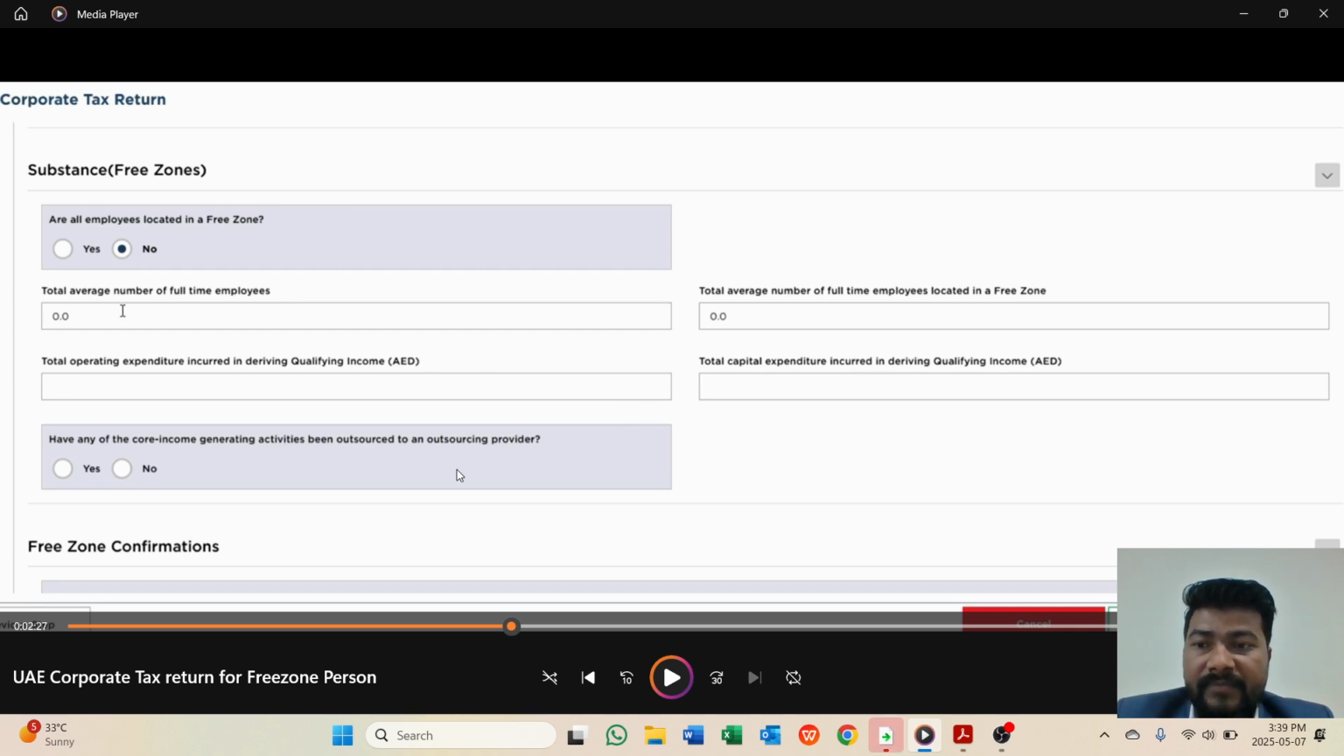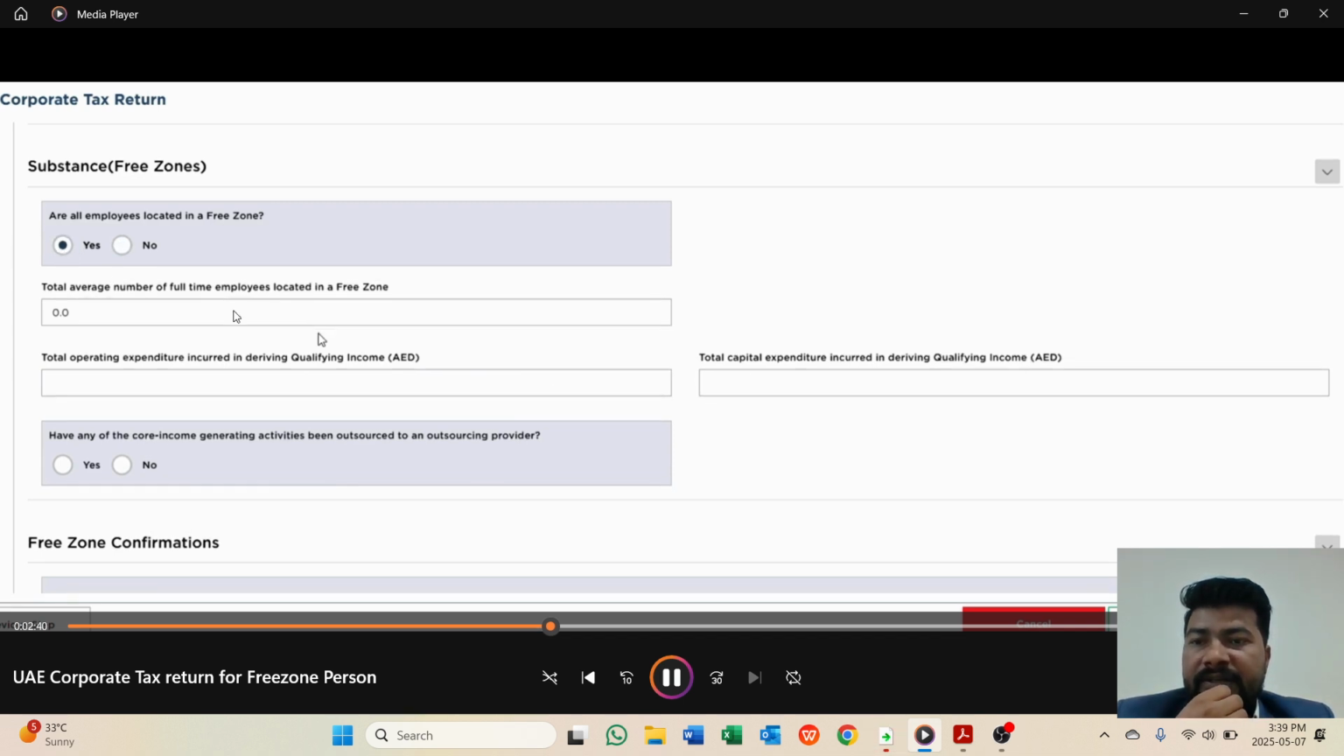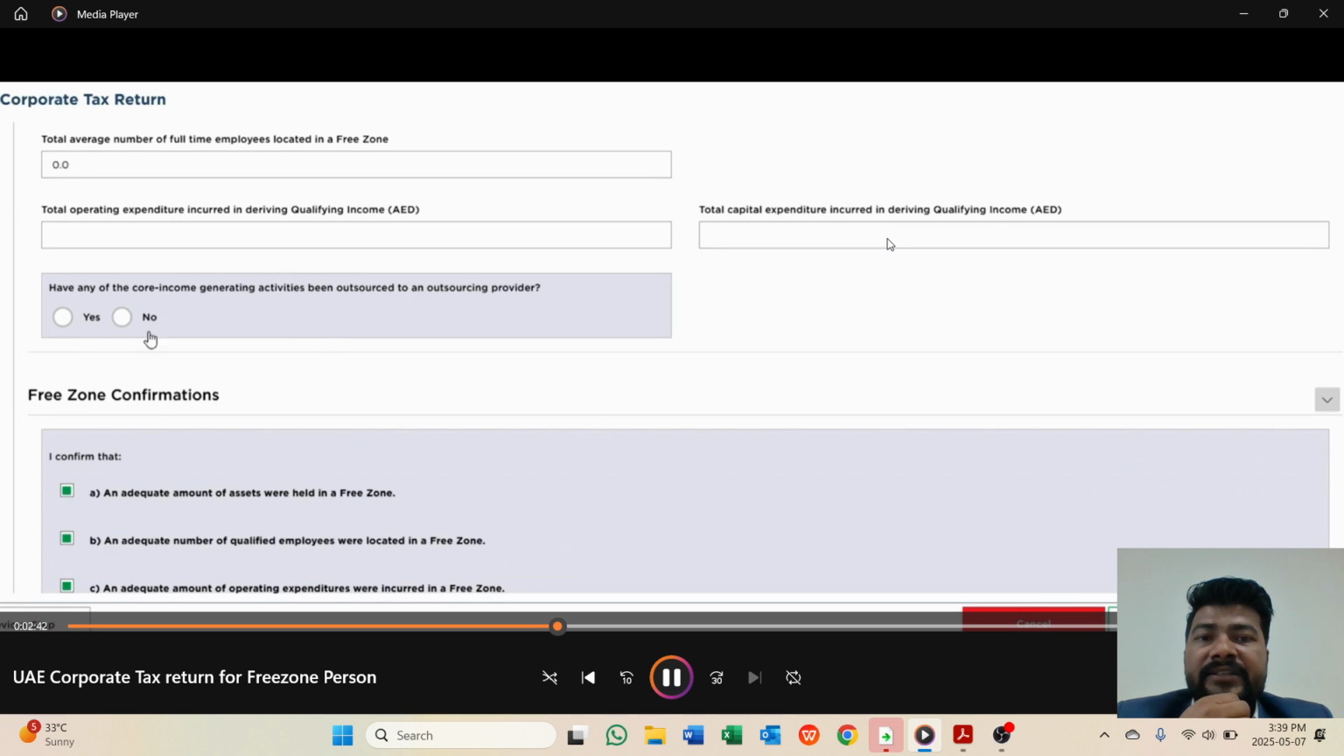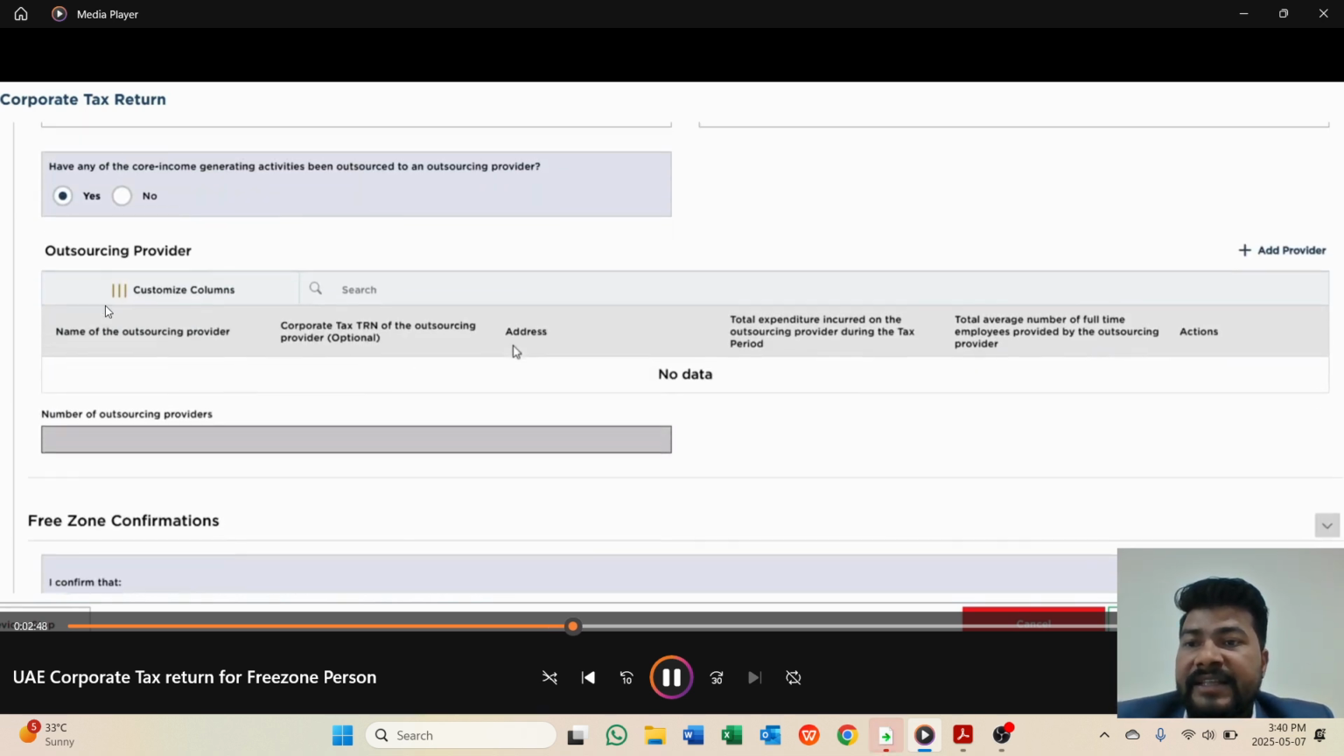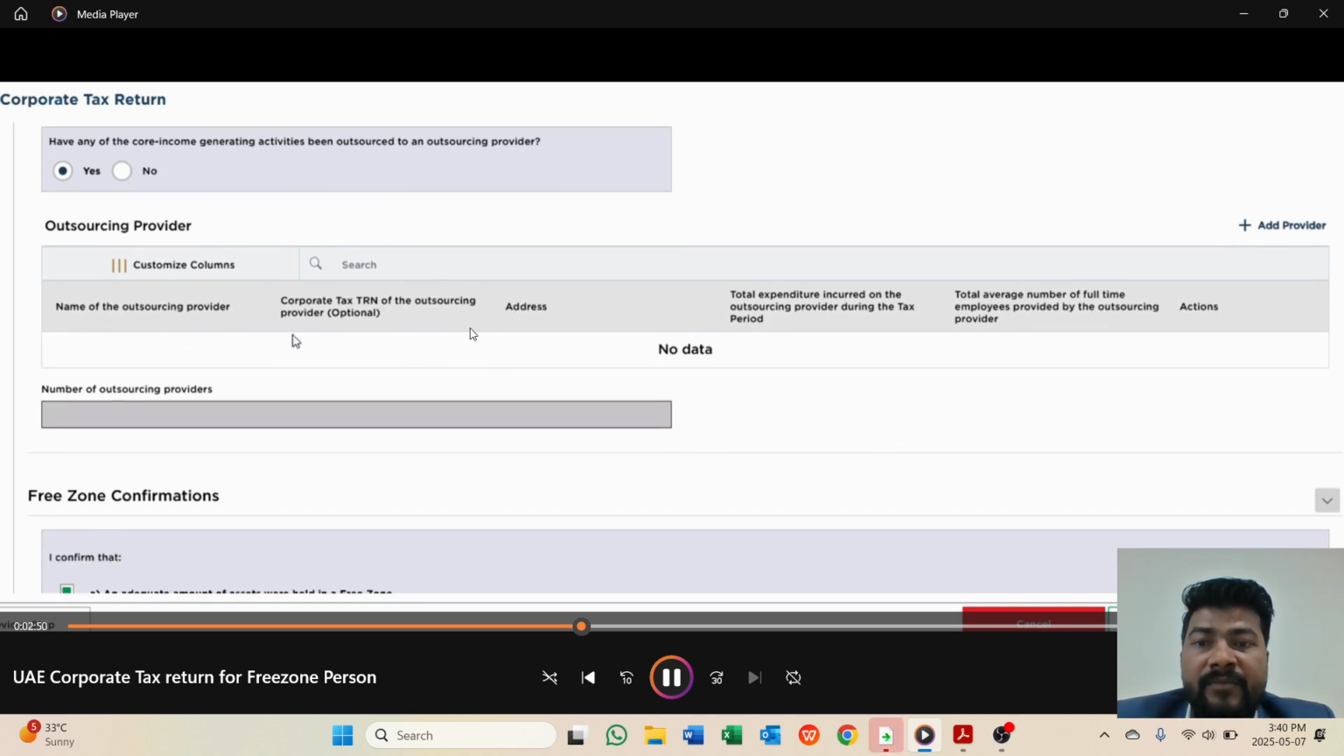Again, operating expenditure and capital expenditure you are incurring for deriving qualifying income, that you need to mention here. Now, has any of the core income, look, so what happens, some companies may outsource core income generating activities. So in that case, if yes, now it is for no, for all employees. So if in my case all the employees are working in the free zone, so I will put here yes. If I put yes, no need to put anything, only average number of employees, capital expenditure and operating expenditure. In case of outsourcing, in that case the name of the outsourcing provider, TIN number of the outsourcing provider, address, everything I need to mention here.